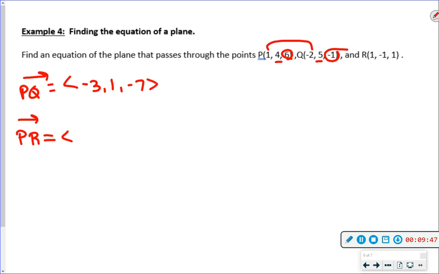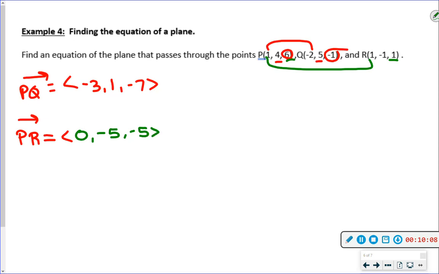Now I'm going to make vector P to R. Okay, all right. Oh, I like this. 1 to 1, 0. Always happy to see a 0. It makes less calculating. Always makes my day. Okay, from 4 to -1, down 5. And of course, 6 to 1, down 5.